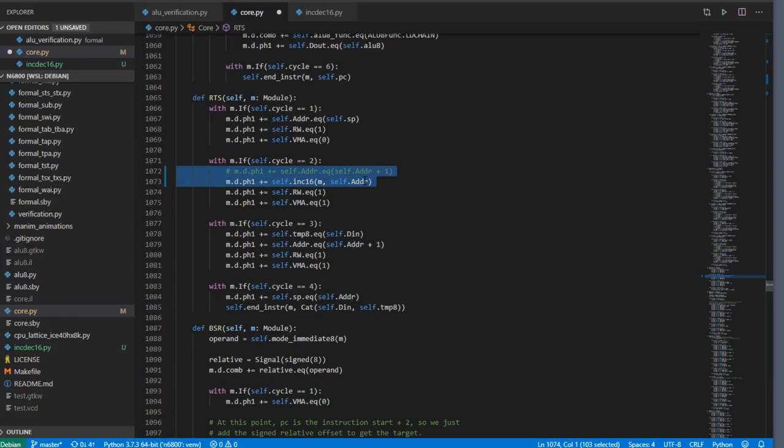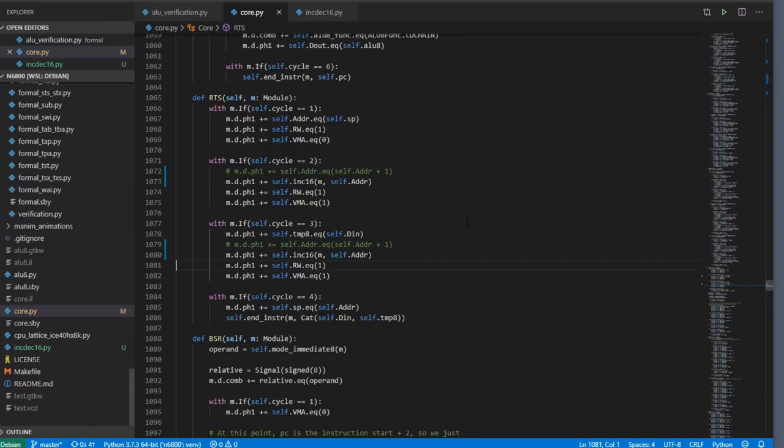So now let's go ahead and replace the other one. Okay, that's all I'm going to do. And then to make sure that this is going to work, I'm going to run formal verification on RTS.